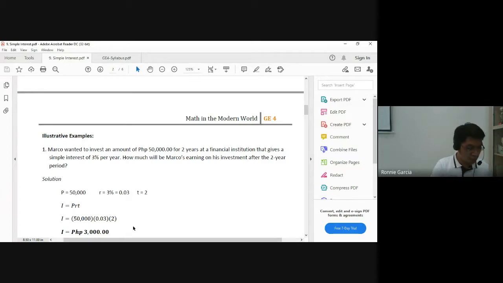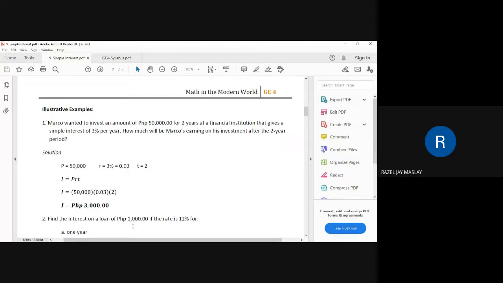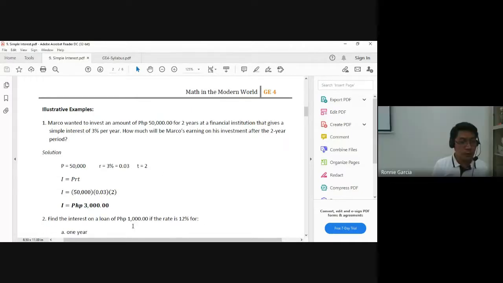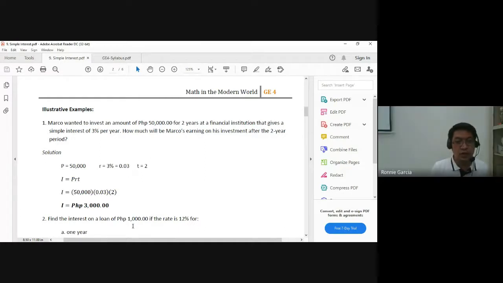Did you understand the first problem? Yes, sir. Okay, let's proceed to the second example. I will read the problem so that everyone will start solving. And again, the first one to give the correct answer will earn additional points for the recitation. Find the interest on a loan of 1,000 pesos if the rate is 12% for 1 year.